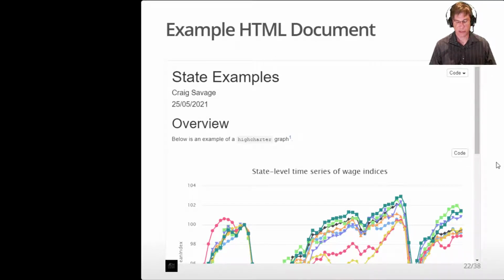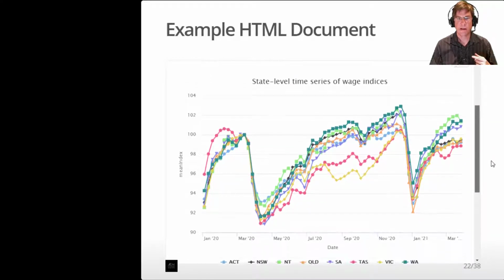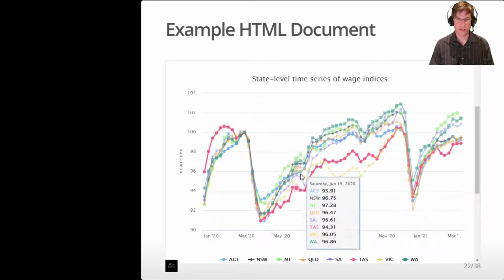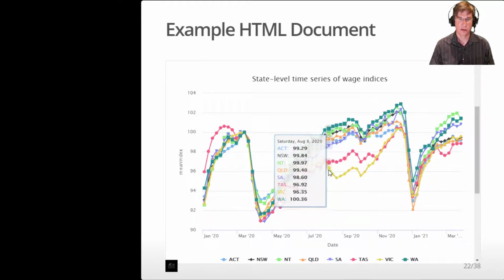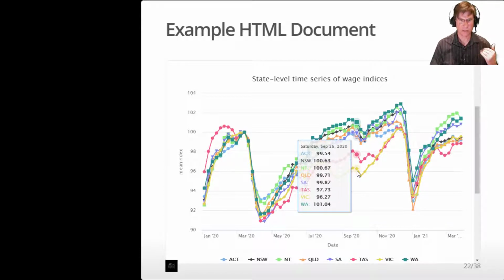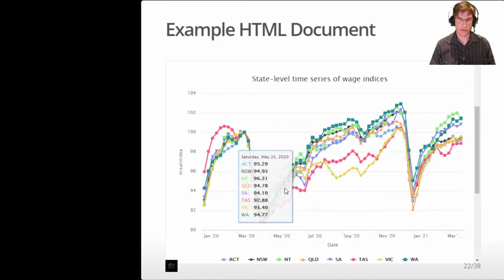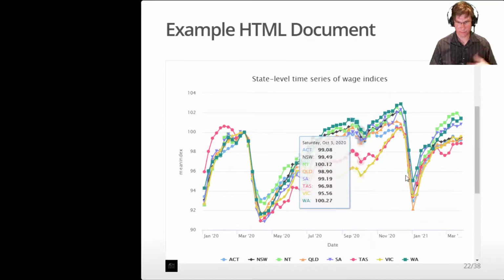Now, because my slides are HTML, and I can build an HTML document with rmarkdown, I've embedded my HTML document in my slides, which seems a little funny, but it allows me to interact with it because it's HTML to HTML. So here I have a high chart, which is the wage index of each state. And as I mouse over, we get some information about what's going on. We can see the Victoria and Tassie being depressed relative to the other states as we get in through July, August, which is the map I showed earlier, etc.